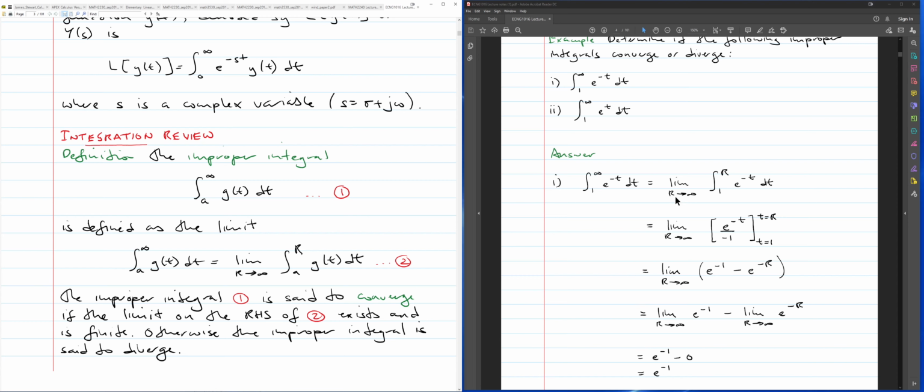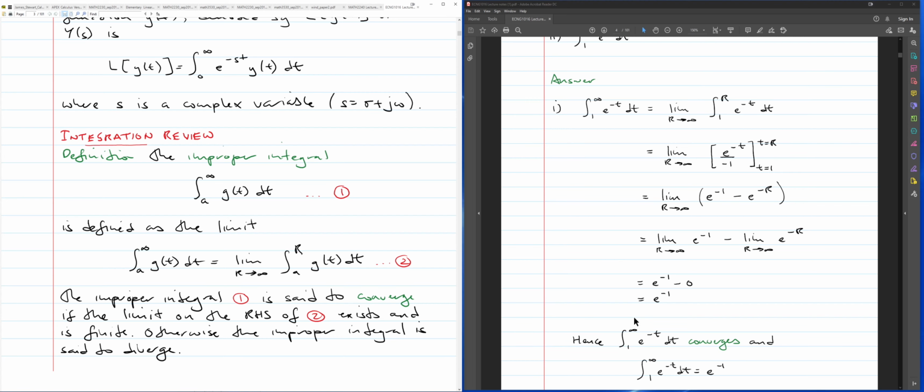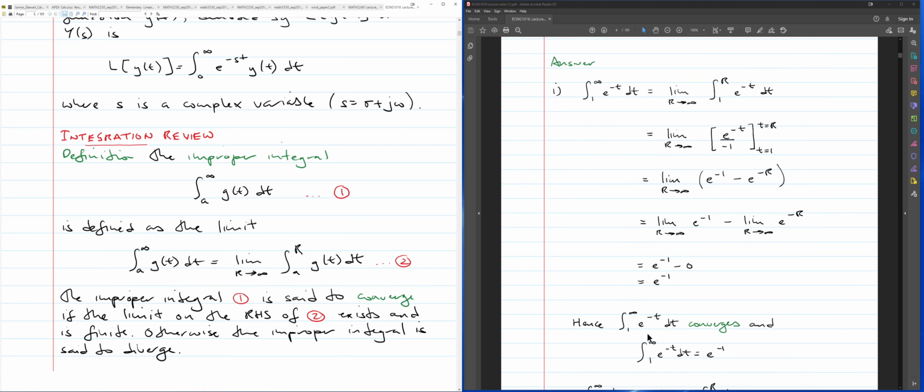So the limit actually exists, and it's a finite number. You say that this improper integral converges and is in fact equal to e to the minus 1, which is what I've written over here. The integral of e to the minus t dt between 1 and infinity converges and is equal to e to the minus 1.